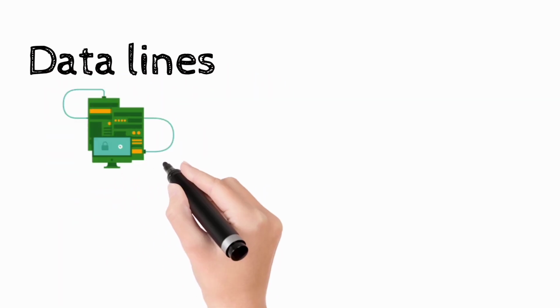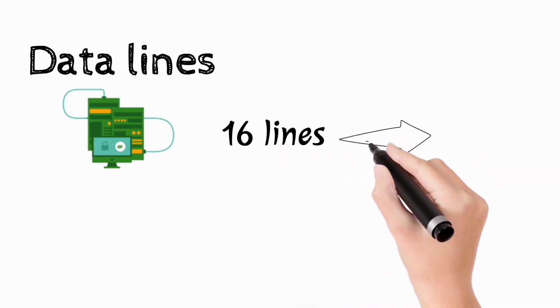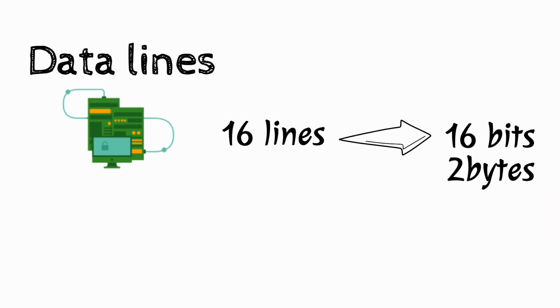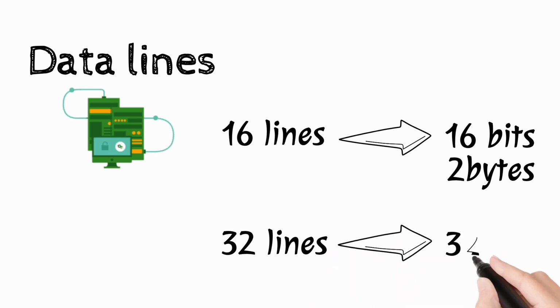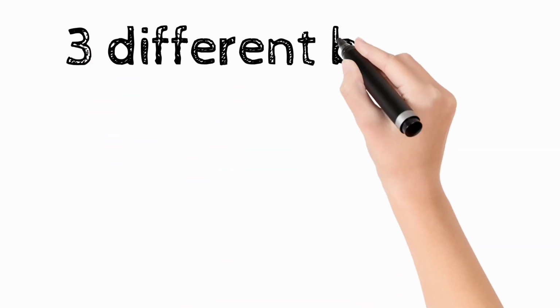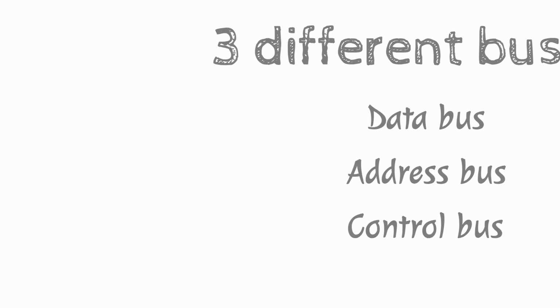The capacity of a bus depends upon the number of data lines it contains. A bus with 16 lines can carry 16 bits, 2 bytes, at a time, whereas a bus with 32 lines can carry 32 bits, 4 bytes, at a time, and so on. There are 3 different buses in the computer system: data bus, address bus, and control bus.